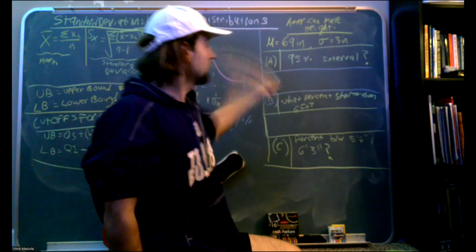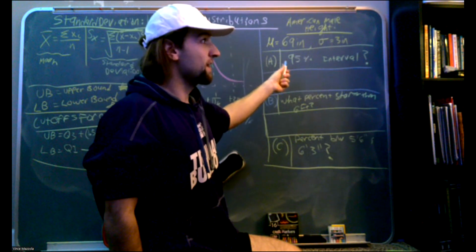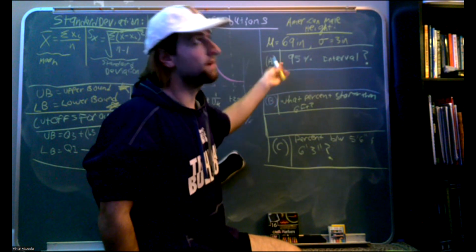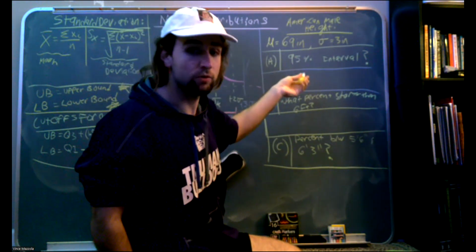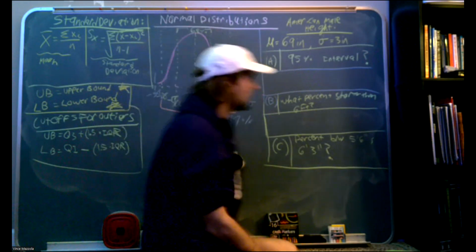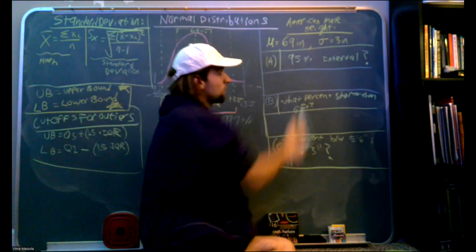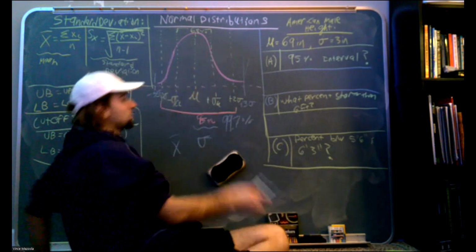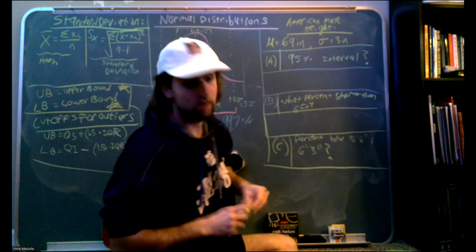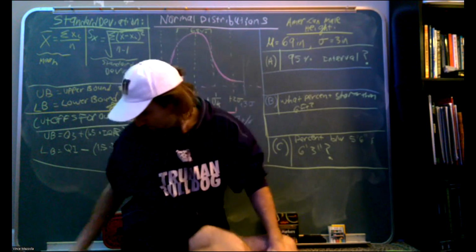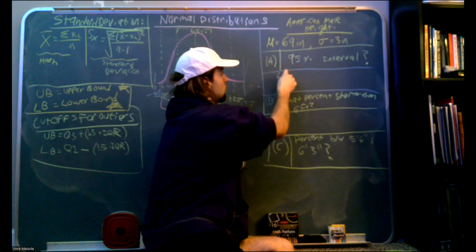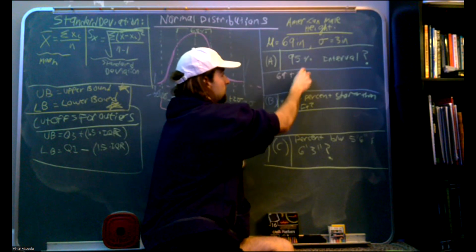So we want to find out between what two heights 95% of all American males fall. In order to do that, we take the average, and then we use the empirical rule. That's going to be 2 standard deviations above and 2 standard deviations below. So that would be 69 plus 2 times 3.